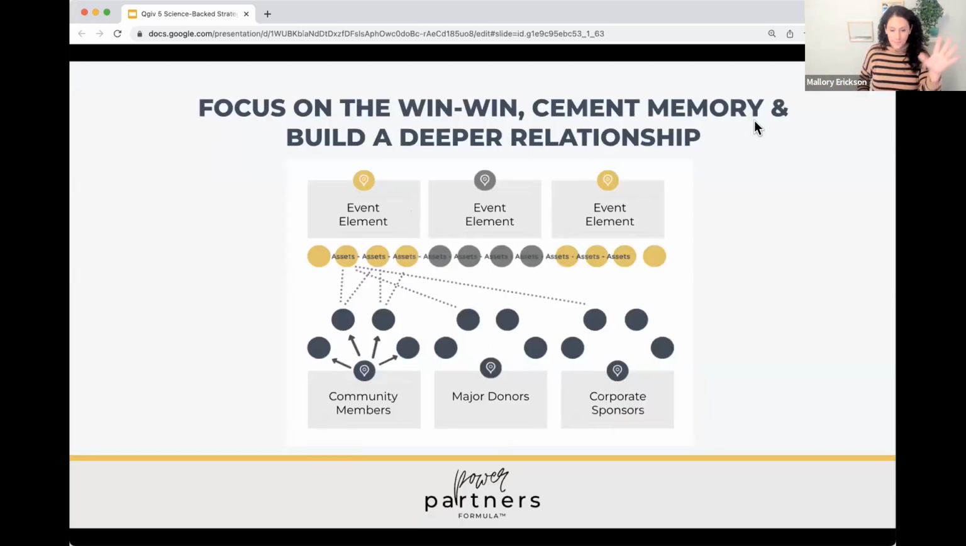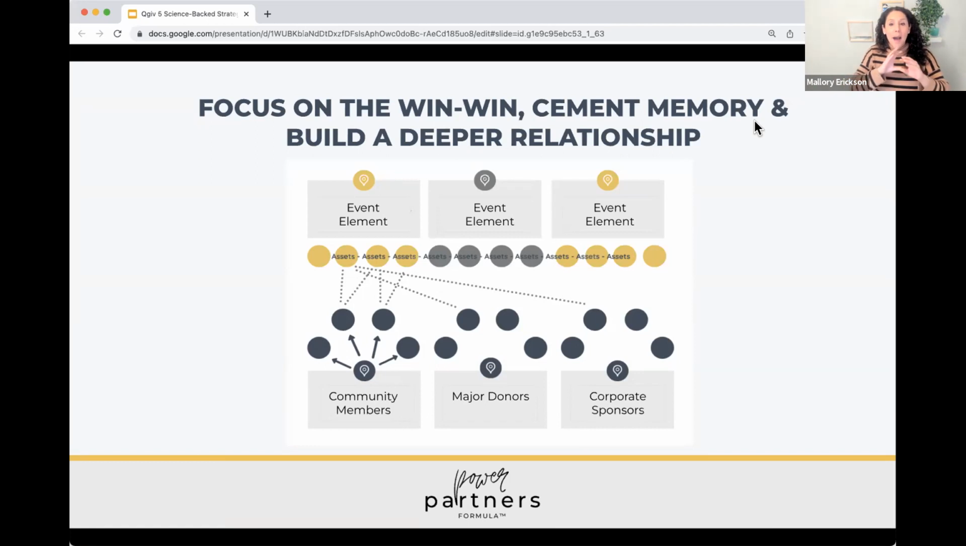Okay. Last thing I'm going to say on this one, because I know we have to move on, is that as you start to identify the assets related to your different event elements, right? So your assets could be maybe a speaking spot at the event. Your assets could be logo recognition on something. Your assets could be storytelling opportunities, right? All these different things. We talked about that.